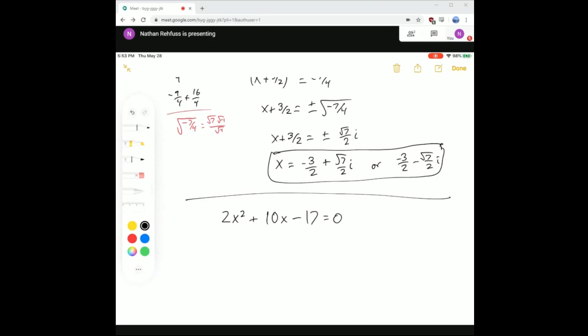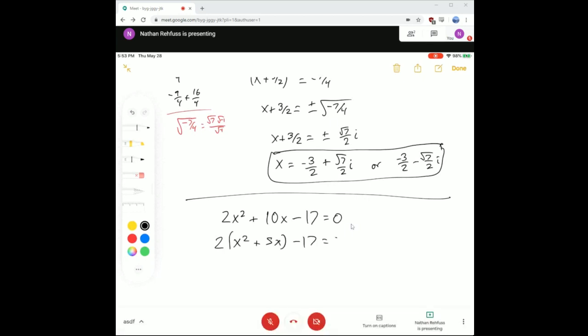Here's what I'm going to do. I'm going to pull the 2 out of these first two terms, because I don't like factoring with leading terms. I'm going to write 2 times x squared plus 5x. So this is a weird kind of half factoring, right? But you see, each of these terms had a 2 in it, so I pulled it out. Now, I know I want a perfect square here. So what I'm going to say is x squared plus 5x plus what?